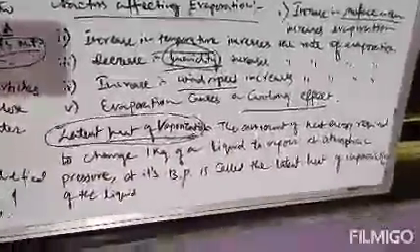Whereas latent heat of vaporization is the amount of heat energy required to change 1 kg of a liquid to vapor at atmospheric pressure at its boiling point. The amount of heat energy required to change 1 kg of a liquid to vapor at atmospheric pressure, and the temperature should be at its boiling point, is called the latent heat of vaporization.